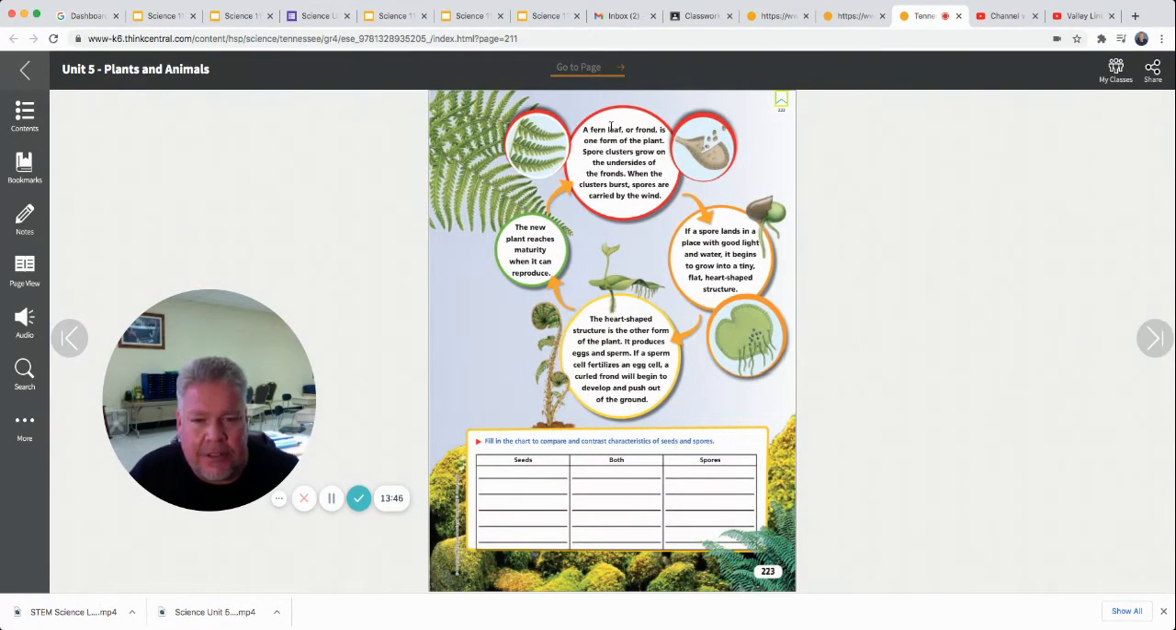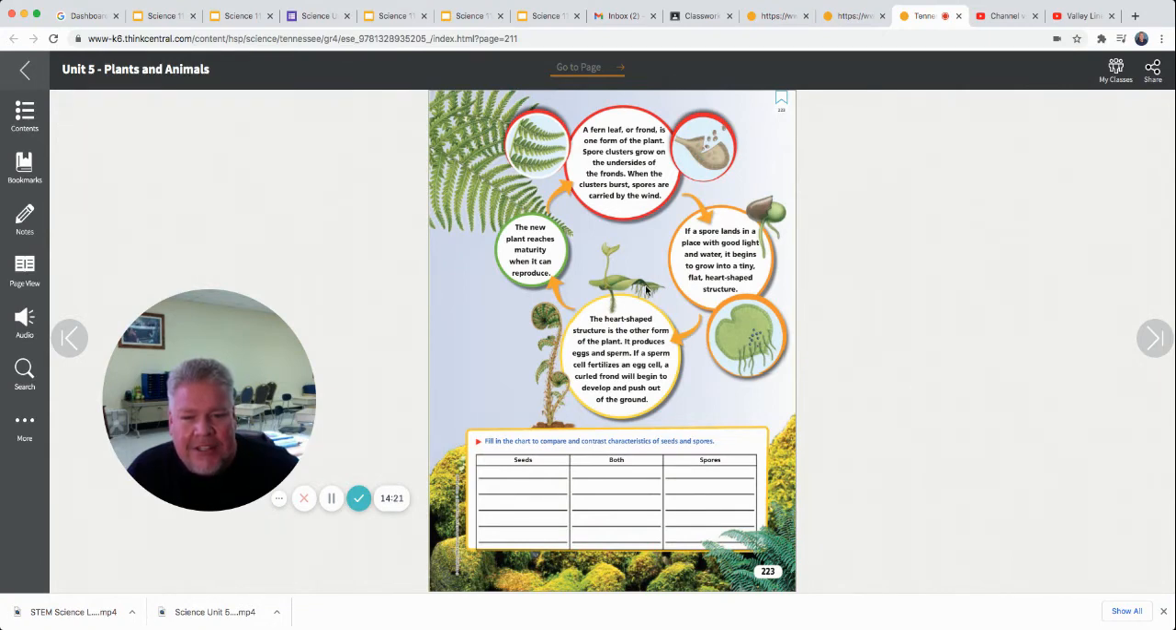So let's see how this works. A fern leaf or a frond is one form of the plant. The spore clusters grow on the underside of the fronds. When the clusters burst, spores are carried by the wind. So these little ones underneath there, they might burst open, and those little spores are carried by the wind. And then if a spore lands in a good place, a place with good light and water, it begins to grow into a tiny, flat, heart-shaped structure like this. The heart-shaped structure is the other form of the plant.